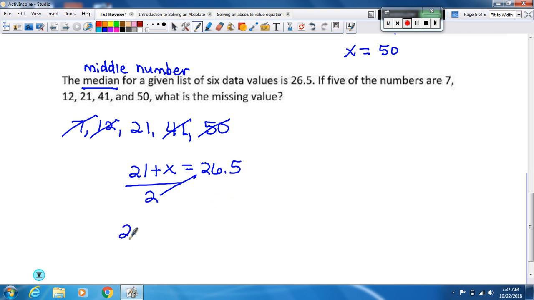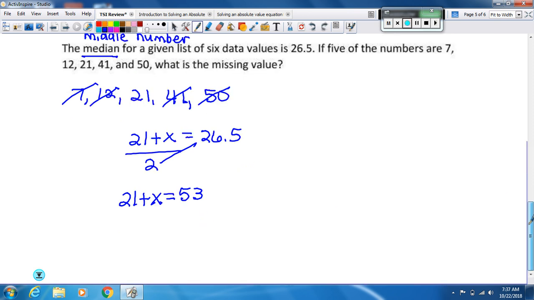So 21 plus x equals 2 times 26.5, which is 53. And then you subtract 21 from both sides to find x. Opposites cancel, so x equals 32. So the missing value is 32.